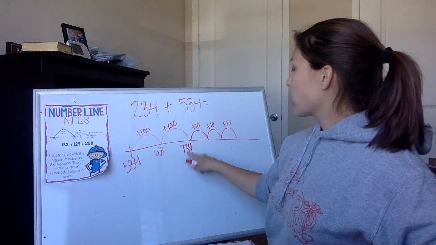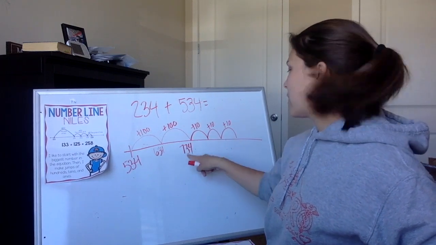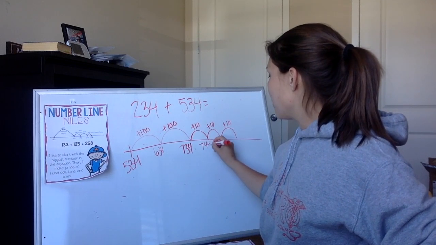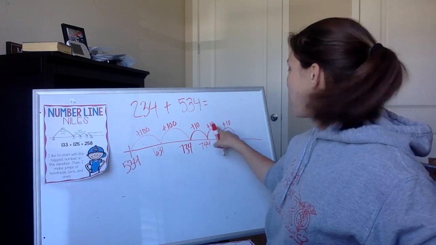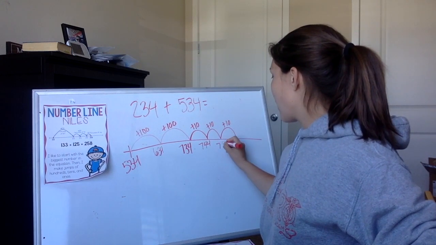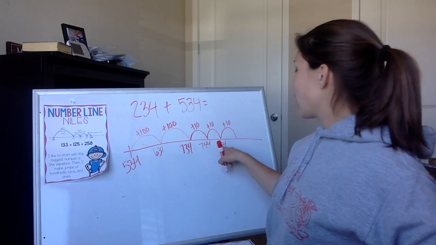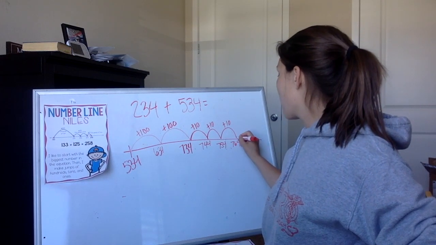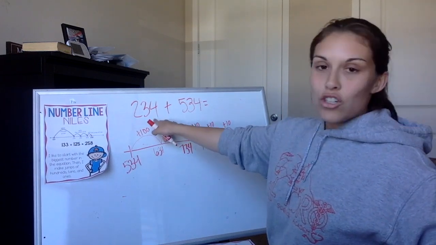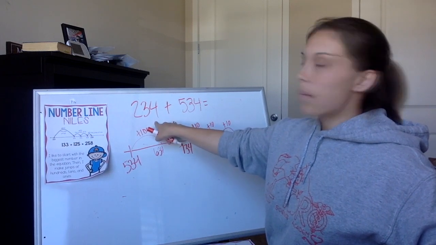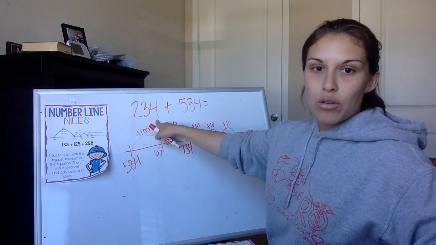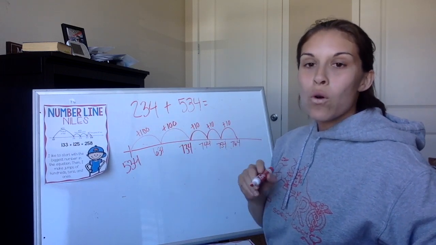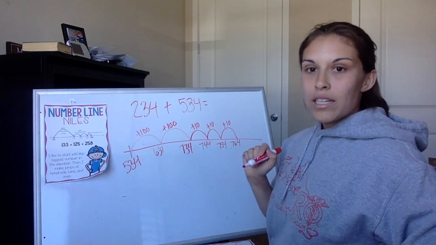So 734 plus 10 is 744. 744 plus 10 is 754. 754 plus 10 is 764. All right, so our last job is to look at the ones place. What number is in the ones place, boys and girls, in 234? Excellent, 4. So we're going to make 4 jumps of 1 to get our final answer.